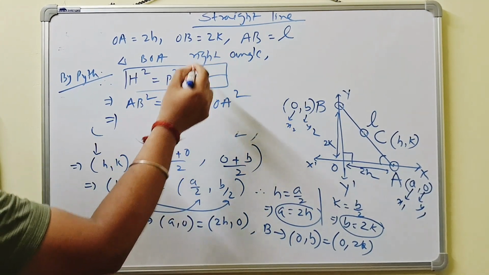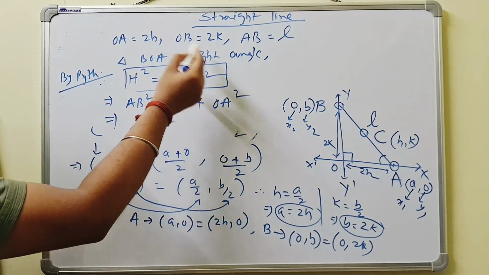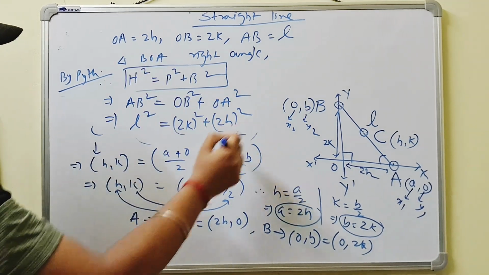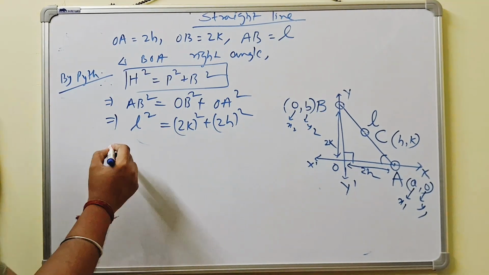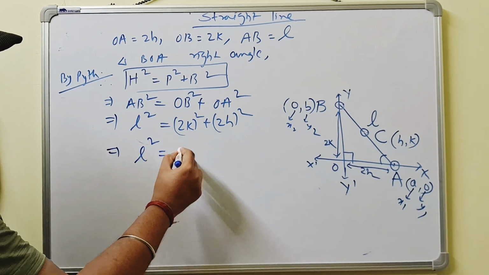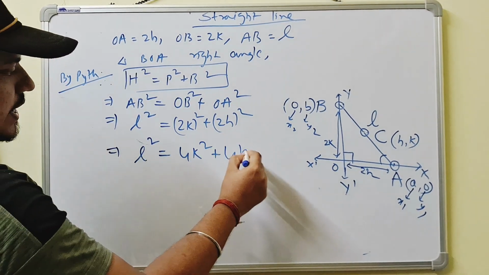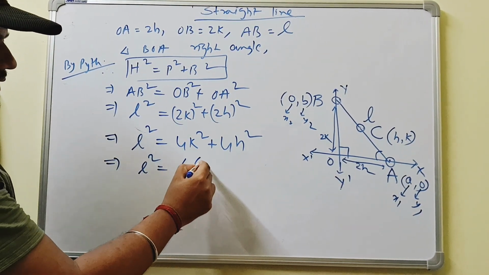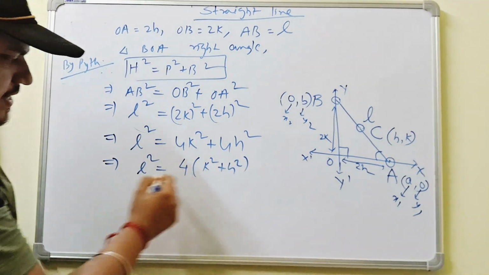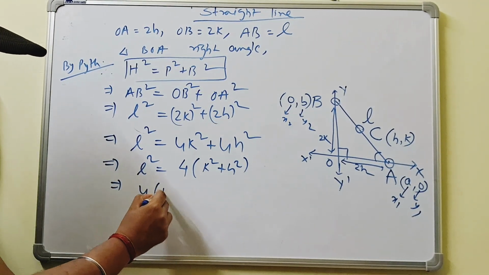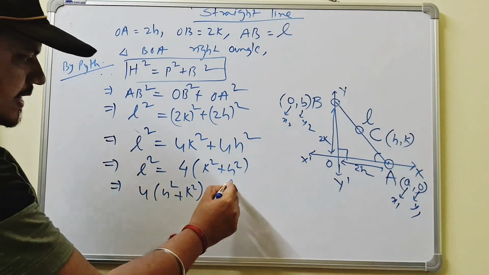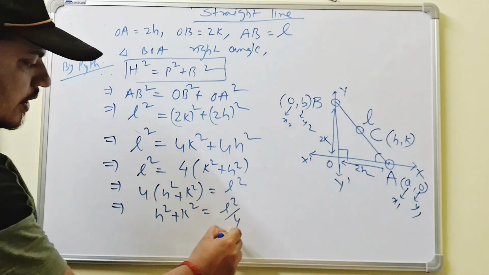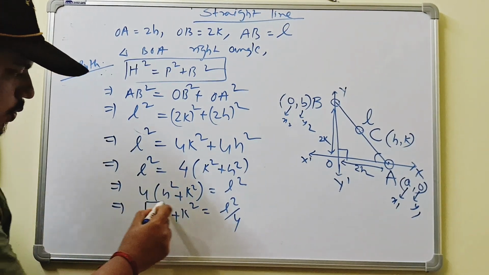So AB square means L square. OB is 2k, so (2k) whole square, plus OA is (2h) whole square. So L square equals 4k square plus 4h square. Taking 4 common, L square equals 4 times (h square plus k square). This implies h square plus k square equals L square by 4. This is your required locus.